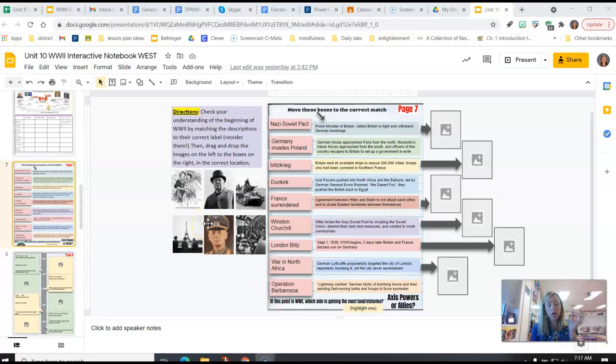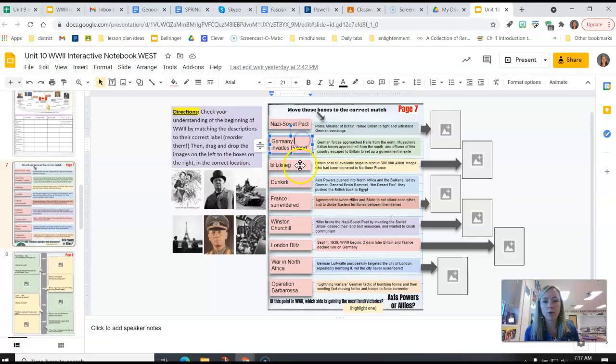Today's lecture is going to help you actually complete page 7 in your World War II Unit 10 interactive notebook. If we're looking at page 7, you'll see that there are several different key terms or events on the left-hand side. Throughout the lecture, you might want to pause the lecture because it will go in order.